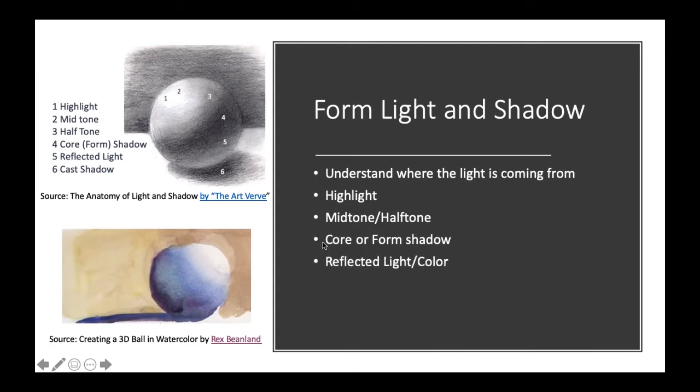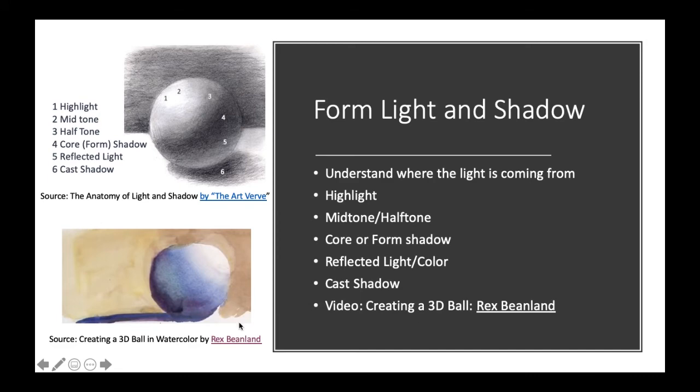The form or the core shadow is dark, and then you get to reflected light, and then you get to cast shadow. In cast shadows, it's darkest where it meets the object, but then it starts to fade and become a softer edge the further away it gets from the light source. But usually right around the object, it's quite a hard edge. So that's black and white, but we want to create a color form.